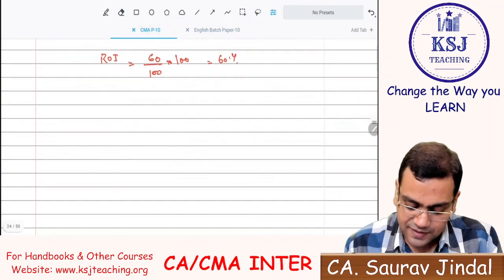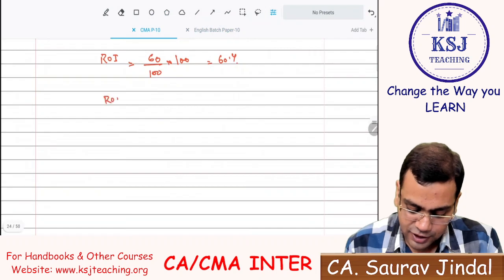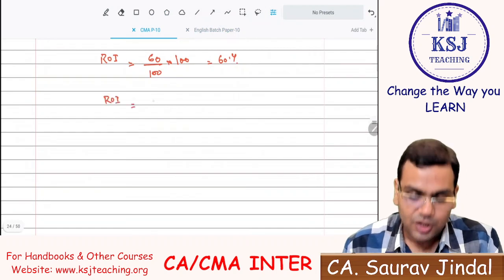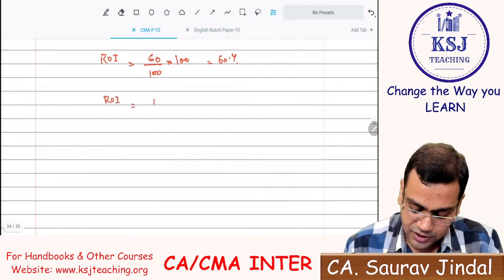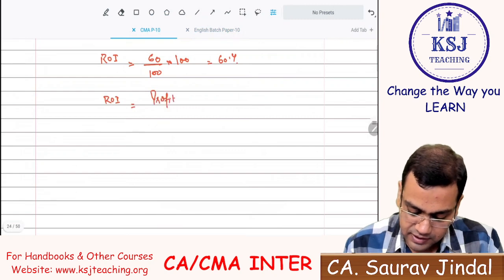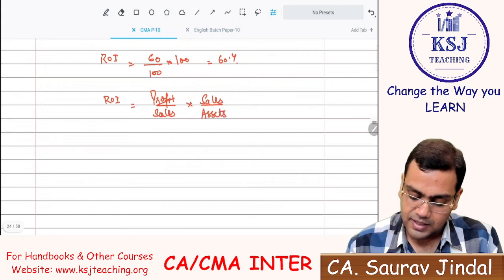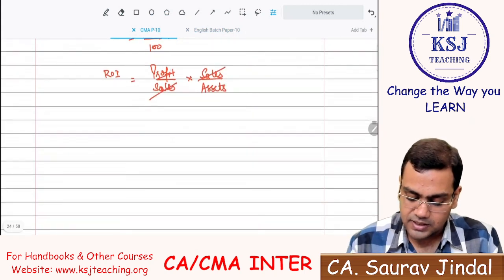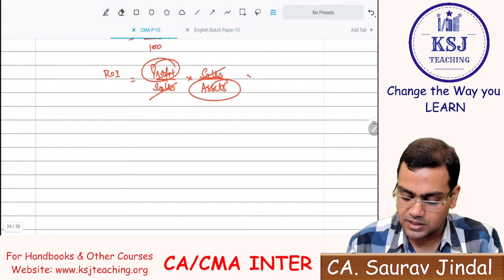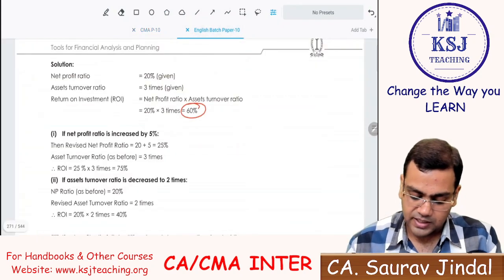Right? So how they have calculated is, they say the return on investment is equal to profit ratio. What is the profit ratio? That is the profit divided by sales, multiplied by the turnover ratio, that is the sales divided by assets. The sales will get cancelled out. What is there is profit divided by assets into 100. That is what they have done here.